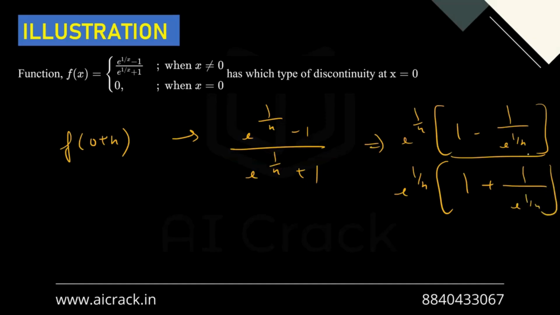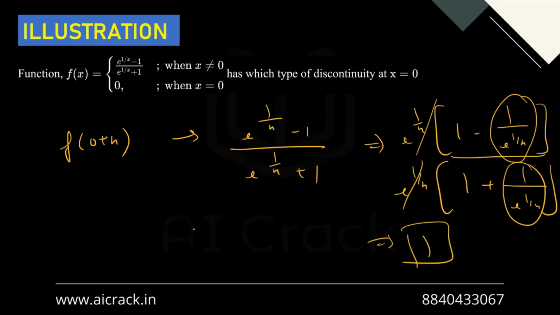Now we know that e raised to the power 1 by h would go to infinity because h is a very small positive number, right? And 1 upon a very small positive number would lead to positive infinity. So that would mean e raised to the power 1 by h is going to positive infinity. So this term becomes insignificant. This term becomes insignificant. This gets cancelled out. What we are getting, limit as 1. So RHL equals 1.